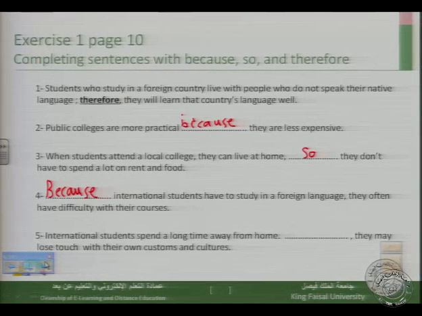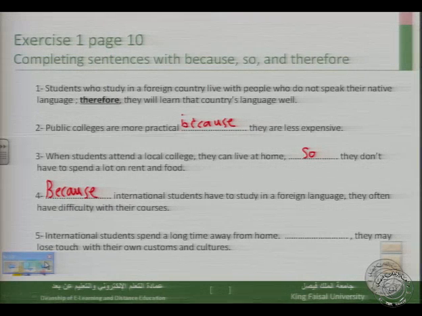So here, the cause and the reason why international students have difficulty with their courses. It is because they have to study in a foreign language. The foreign language is an obstacle for them, and it's a problem. Unless they know how to speak the language well and they know how to read and write the language well, they will have difficulty with their courses.